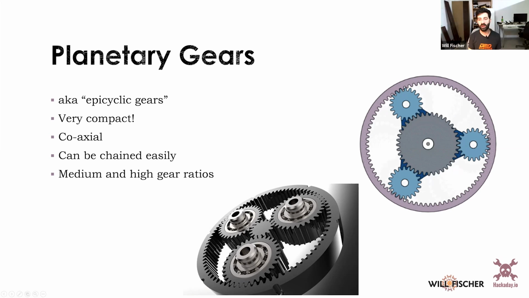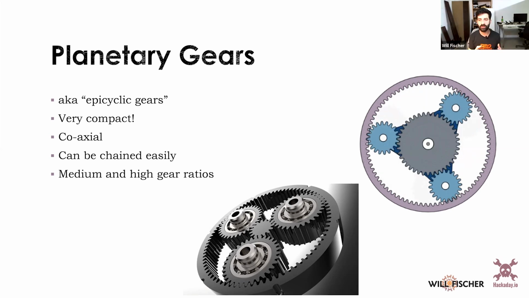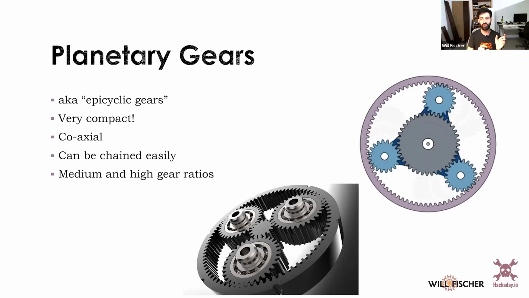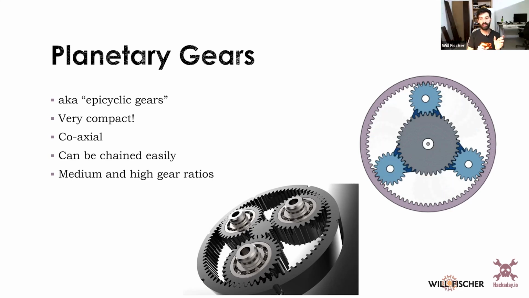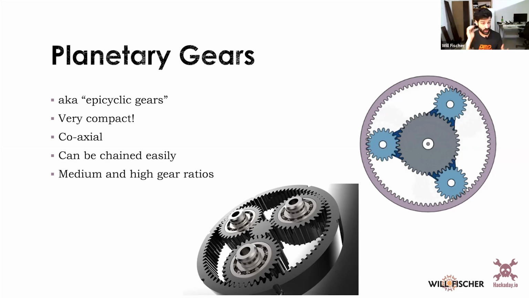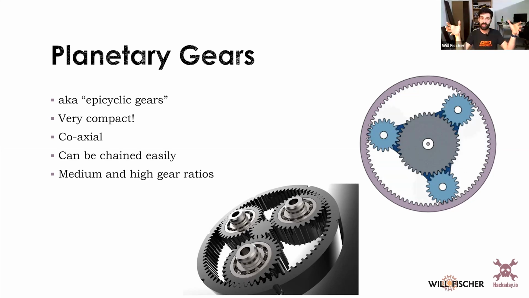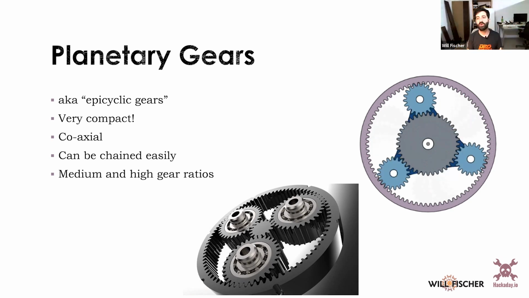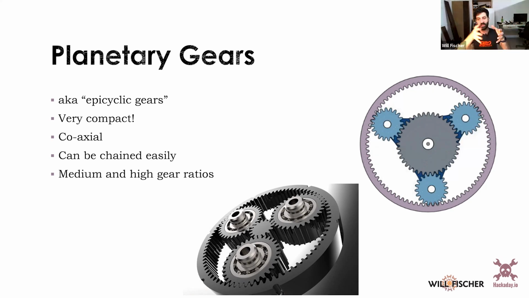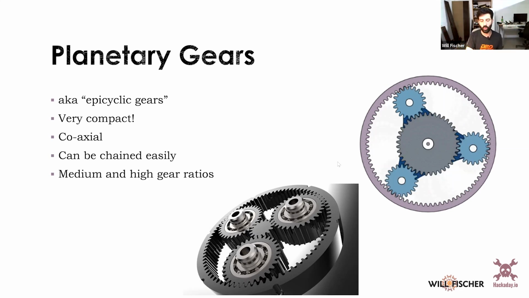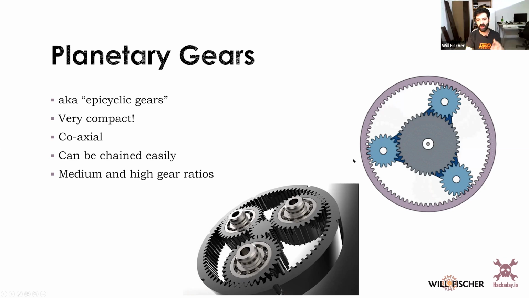And you can get medium and high gear ratios out of them by changing the ratio of your sun gear size to your planet gear size. You can do this with tooth ratio as well. The cool thing is, because they're compact, they can be chained easily coaxially. This is how a lot of transmissions work: they chain these things coaxially and then shift what's the driven and drive gear.